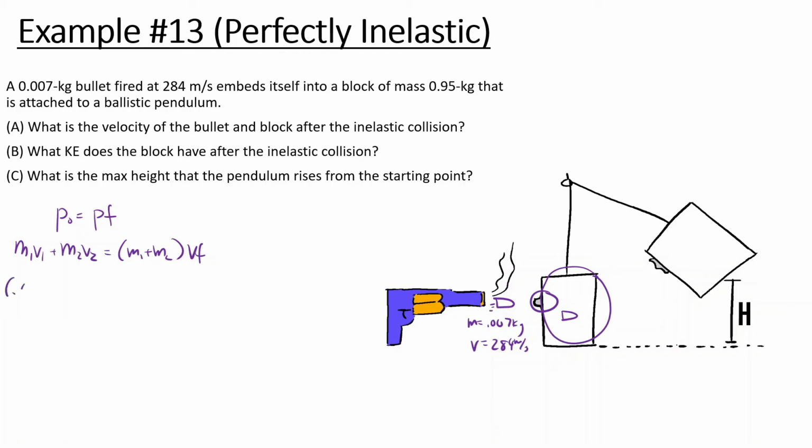So at the very beginning, the bullet has a mass of 0.007 and a velocity of 284 meters per second. The block has a mass of 0.95, but at the very beginning, the block isn't moving, so its velocity is 0. And then when it collides and goes inside, the mass is going to be 0.007 plus the mass of the block, 0.95, and the final velocity is what we're looking for: how fast that bullet-block system is going. 0.007 times 284, and then divide that by parentheses 0.007 plus 0.95. And we get a velocity of 2.08 meters per second.